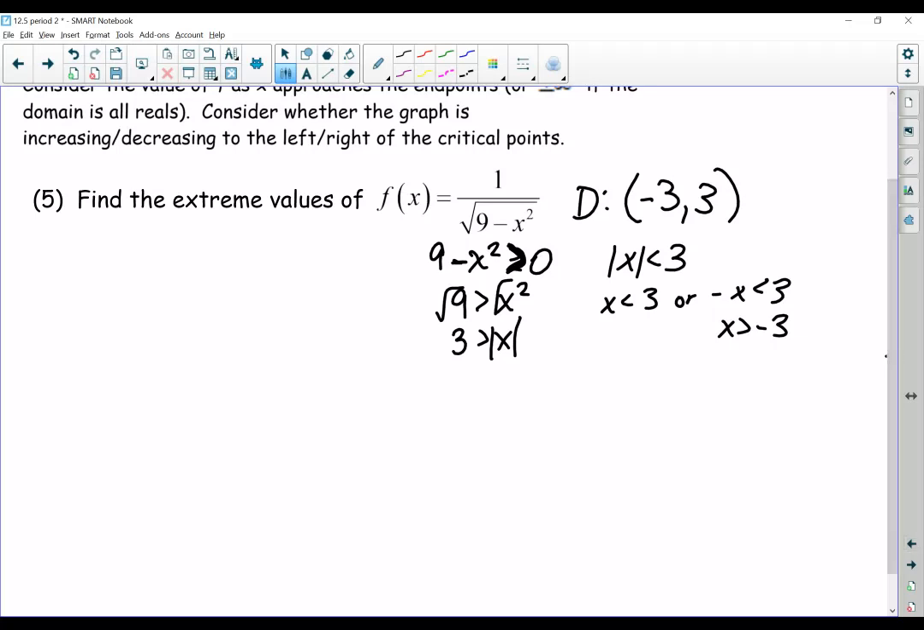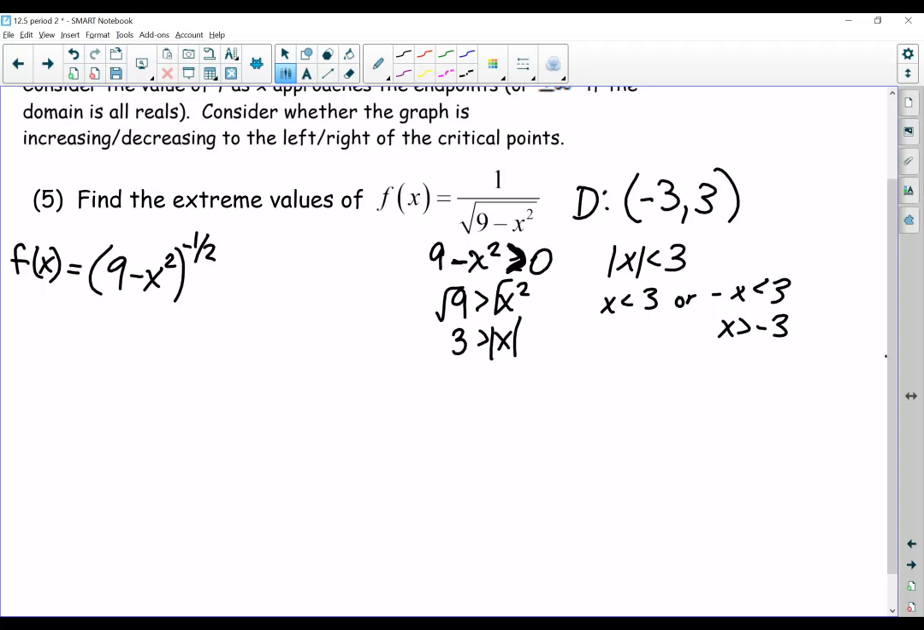So now what I'm going to do is decide, does this function have any critical points? So I'm going to rewrite this. And I'm going to bring that radical out of the denominator so that it makes it easy to use the power rule.